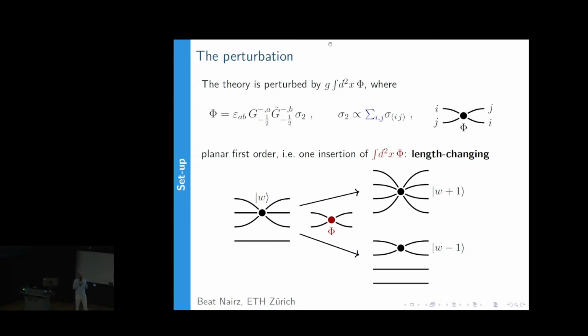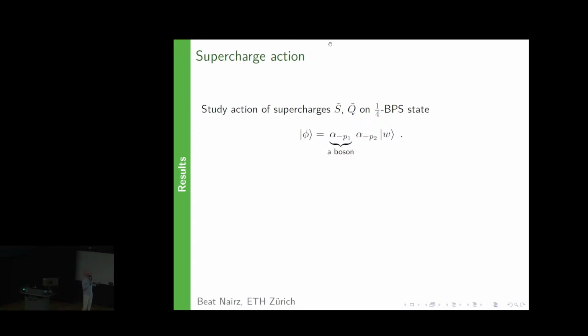Okay, that's all we need to know. Now go back to the problem. We want to calculate how these supercharges act on quarter BPS states, and to be concrete and simple, I choose this quarter BPS state, which is just two bosons acting on the vacuum, the half BPS vacuum.